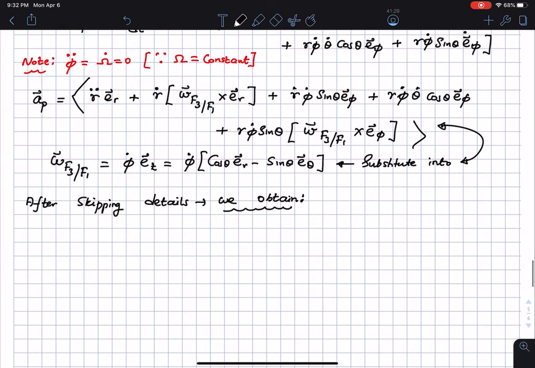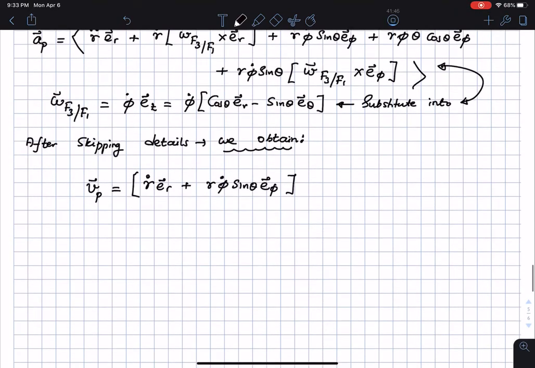the following. Okay, velocity of p from before is r dot er, and then r times phi dot sine theta e phi. Okay, so that's one thing that we have obtained. Then acceleration of p, it's going to have the following terms in it. I have done this calculation before, so I'm just going to copy that result here. This is going to be r double dot minus r times phi dot square times sine square theta er. This comes from that omega cross e phi term.